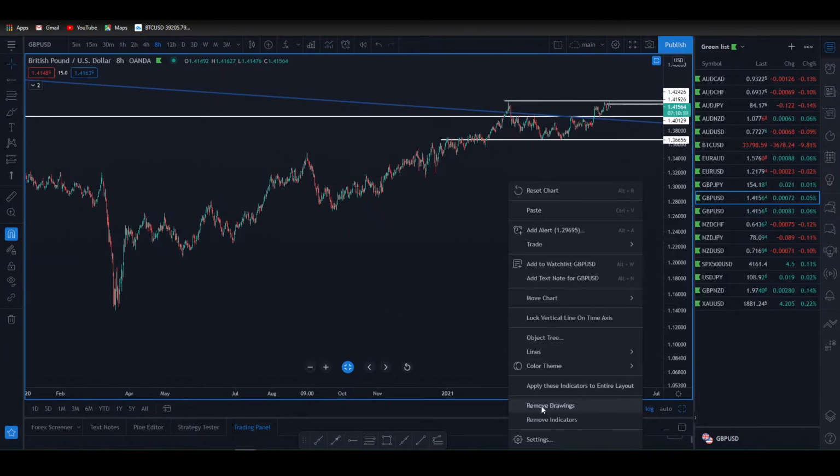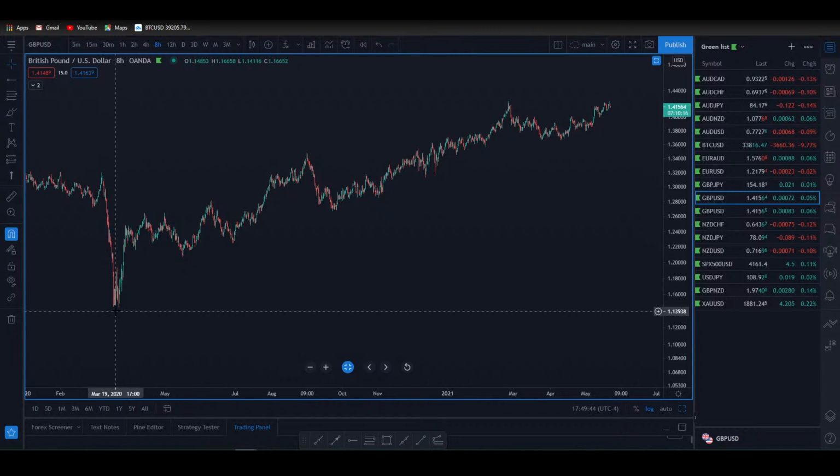So let's get rid of everything and check it out. That's all you can do with these things. Trend lines are very subjective. Just keep that in mind.